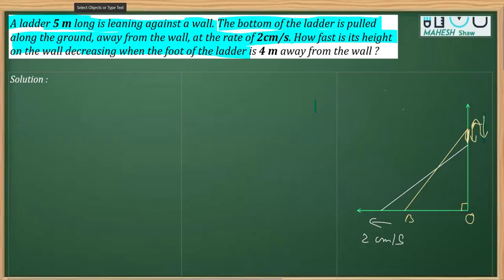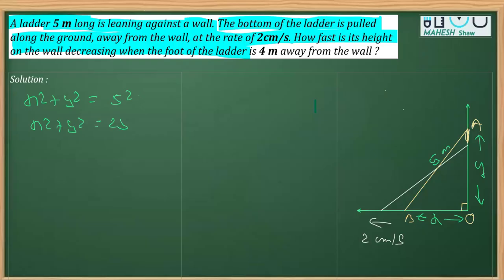So what other information do we have? I should write it down. We have given the length of the ladder, which is 5 meters. And I'm going to take AO as X, and this as Y, and say this is X. Now we have one relation here, that is X square plus Y square, using Pythagoras theorem, is equal to 5 square. So we can say that X square plus Y square is equal to 25.